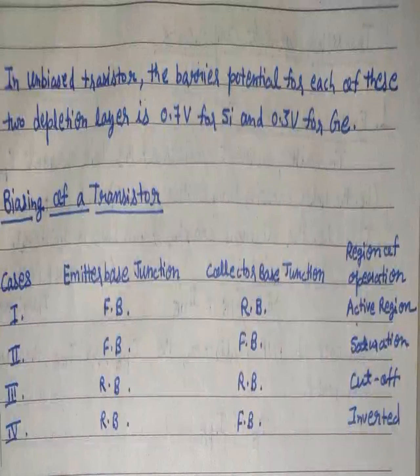If a transistor is unbiased, it means no external power supply is given to the transistor. In an unbiased transistor, the barrier potential for each of the two depletion layers is 0.7 volt for silicon and 0.3 volt for germanium.